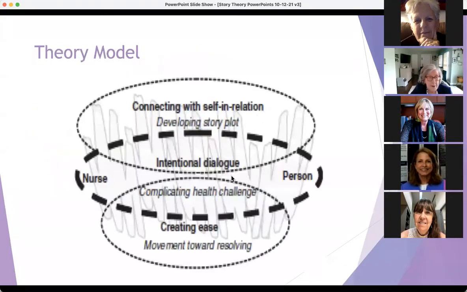Okay, Peggy, now we're going to the model. Here we go. We're going to the model. I'm going to show you the model. Next, there we go. There's the model. This is the theory model, story theory model.